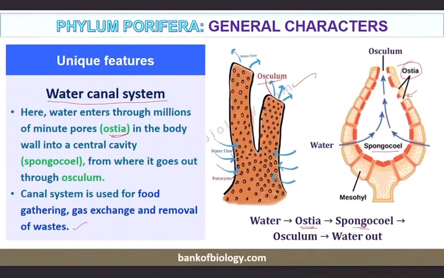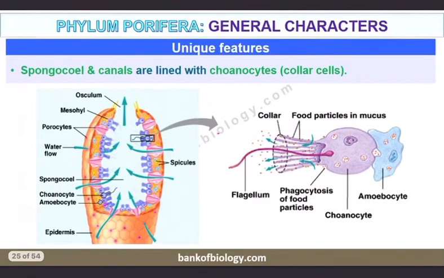So the canal system is used for food gathering. What is the purpose of this? It collects the food. Exchange of gases will take place and waste is also thrown out. So water enters into ostia, ostia to spongiocele, spongiocele to osculum, and water out. During this movement of water, there is exchange of gases, food gathering, and most important, removal of wastes. And the spongiocele canals are lined with choanocytes.